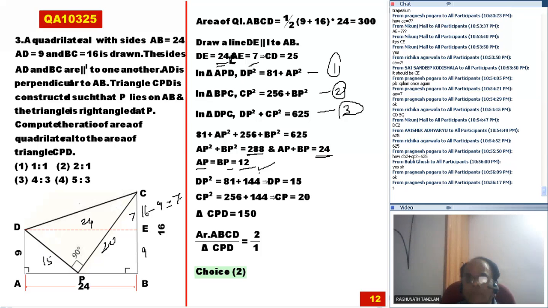What is 596? What is 596 there? This is 15, this is 20, this is 25. What is DP square plus CP square, Rogan? What is DP square plus CP square?